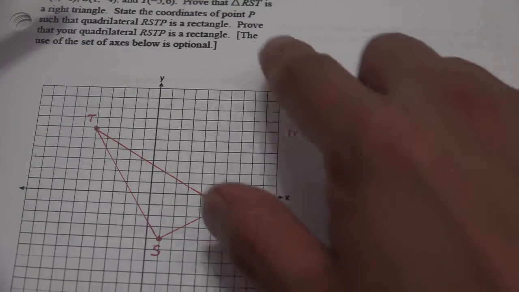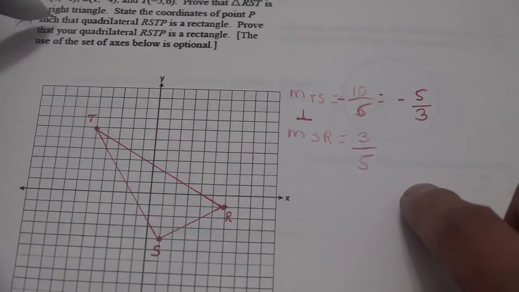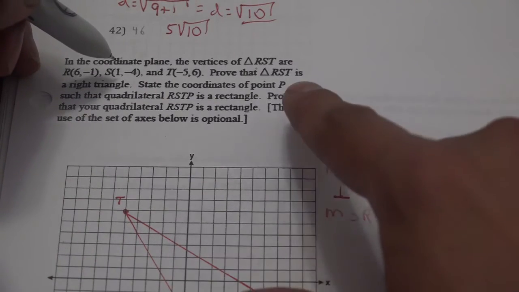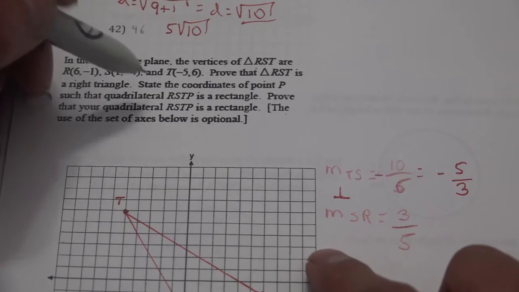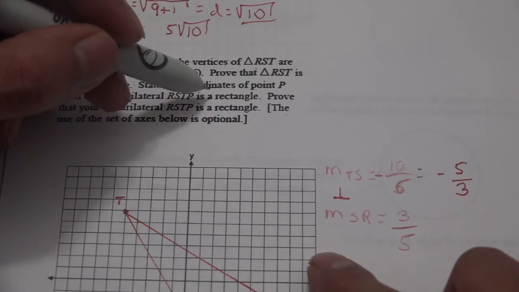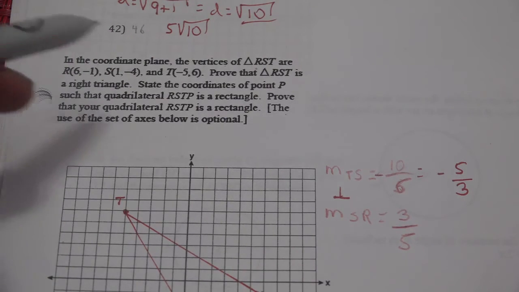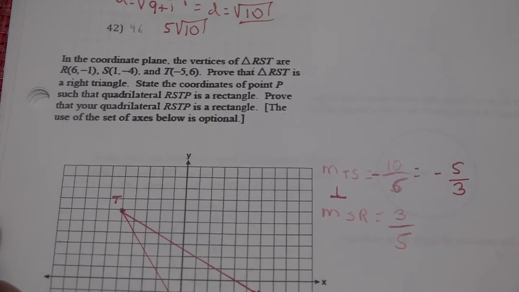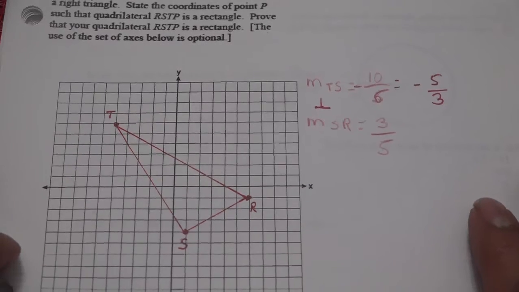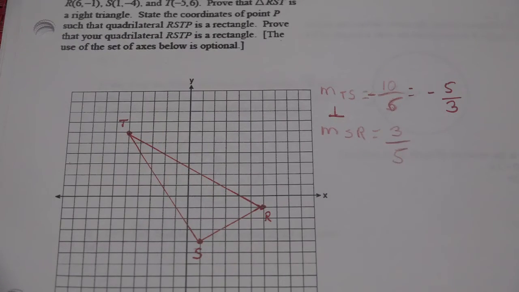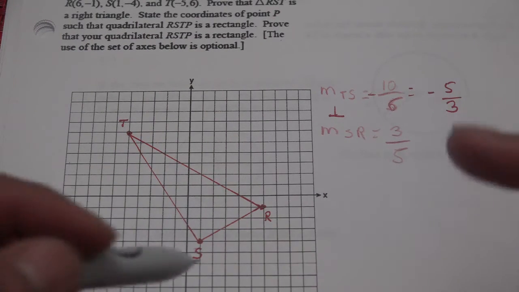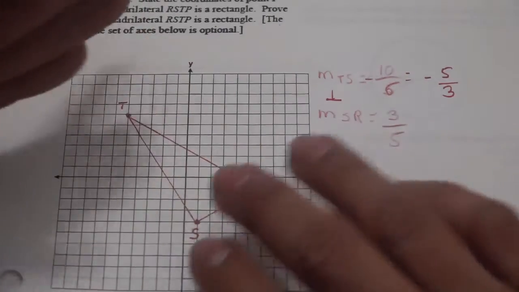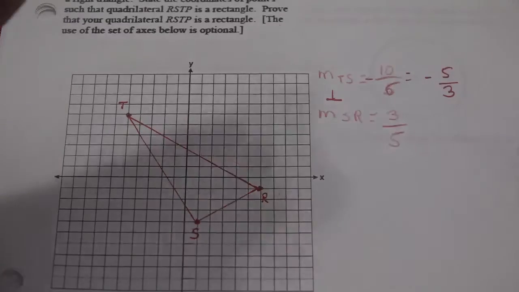Now, it says, state the coordinates of point P such that quadrilateral RSTP is a rectangle. Prove that your quadrilateral is a rectangle. Oh my God. So now I need to make this a rectangle. So what do I know? Well, a rectangle is a parallelogram. And a parallelogram has opposite sides with the same slope and parallel.